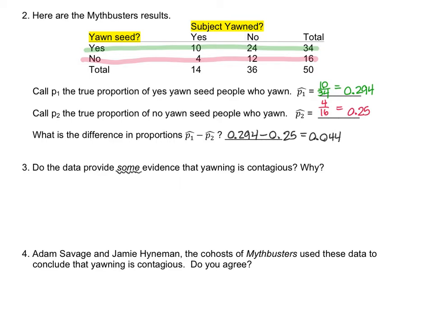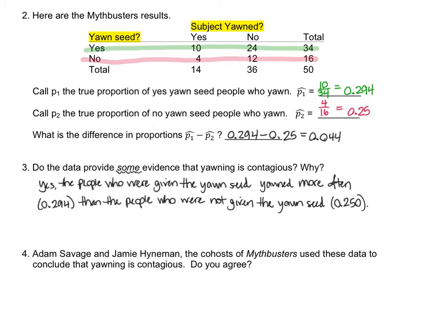All right. Now question number 3 says, do the data provide some evidence that yawning is contagious? At this point, we're not looking for statistically significant evidence, we're just looking for some evidence. And of course, our answer is yes, because we did end up with a positive result. So that means that out of our sample proportions, at least, we saw that the people who got the yawn seed did yawn more.